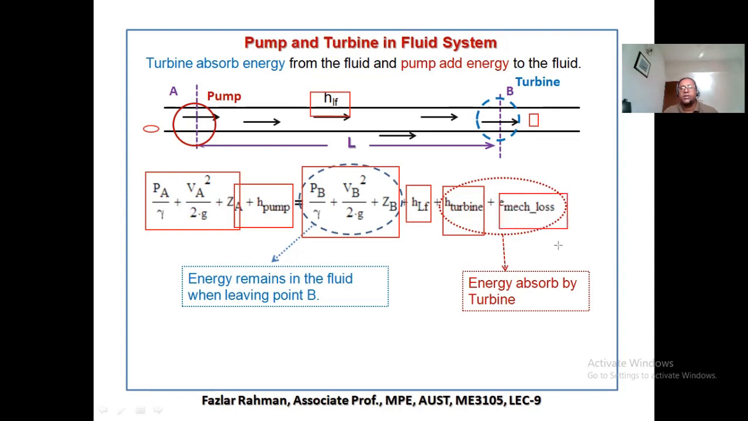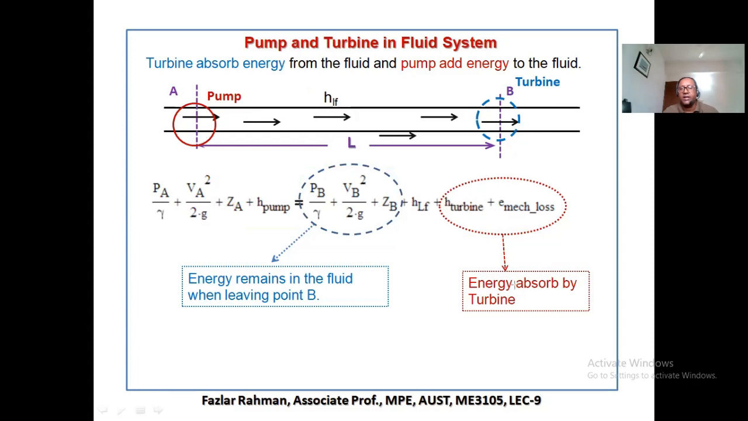So you see this much, the red color, is the energy absorbed by the turbine, this much energy remains in the fluid leaving point B, HLF is the frictional loss. And this much energy is in the fluid just entering the pump. And H pump, this much energy is added by the pump to the fluid.